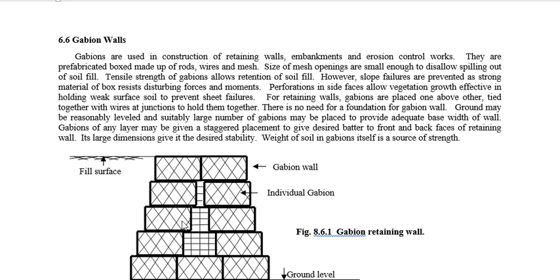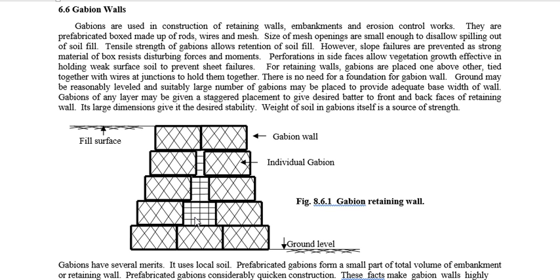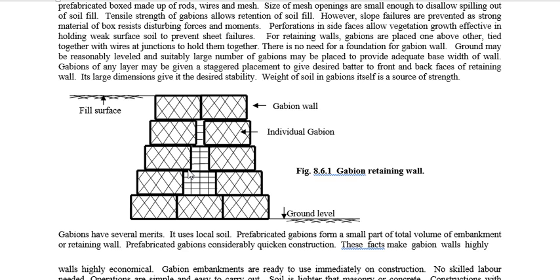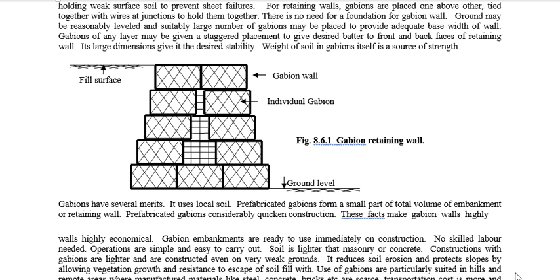So this is a very cheap method. Only the mesh is required here. The remaining is locally available stones, whatever stones are available in that area, so you fill it. The only thing is that the mesh size should be smaller than the size of the filling material. You maintain that, so that this acts as a very good embankment, erosion control wall, or beneficial retaining wall. So this completes gabion walls. Thank you.